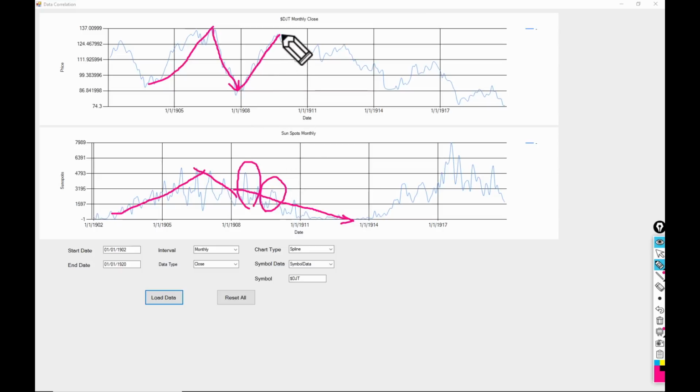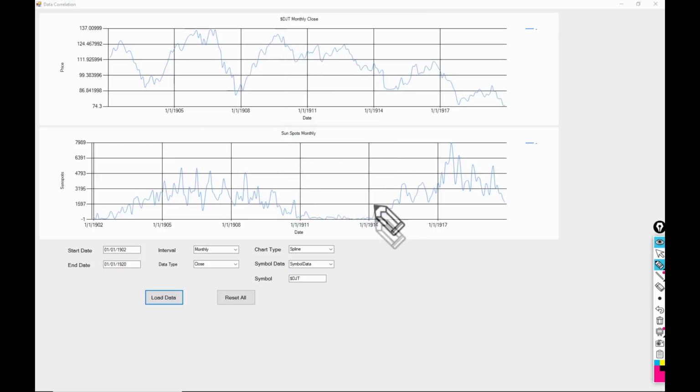But from about right here, they resync, and the Dow Jones Transportation continues all the way down. DJT continues all the way down until a little bit after 1914. So again, during this low area, we can see the Dow Jones Transportation resynchronized with the sunspots and came down.